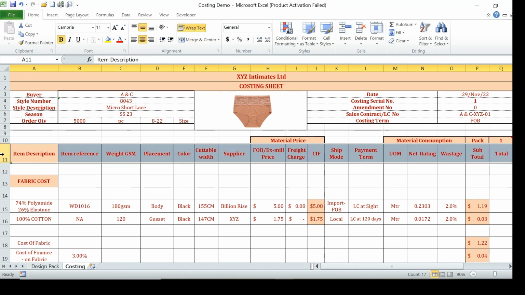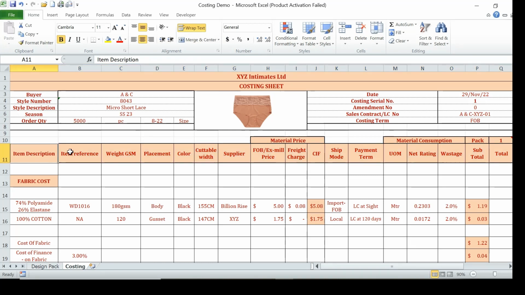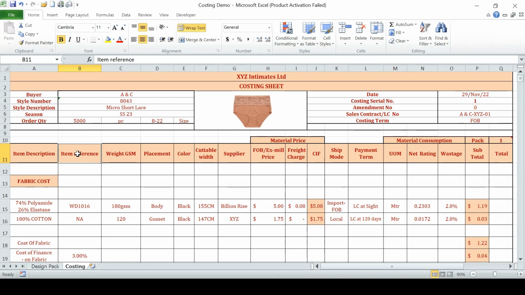This row is important actually. What I have considered here: item description, what material you are using, that will be here. Item reference: if you are importing any material, there will be an item reference or code number by which a mill can identify his product, and you can proceed for any booking like this one. Okay, so then weight or GSM.